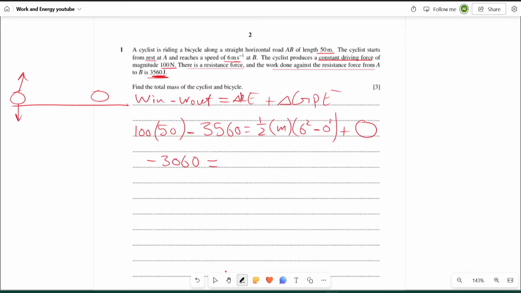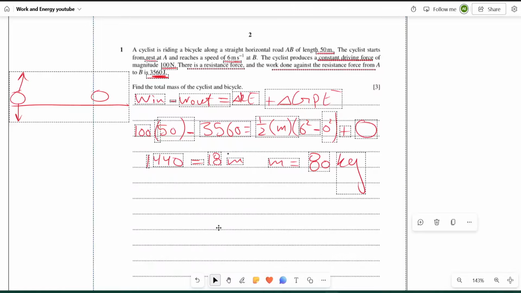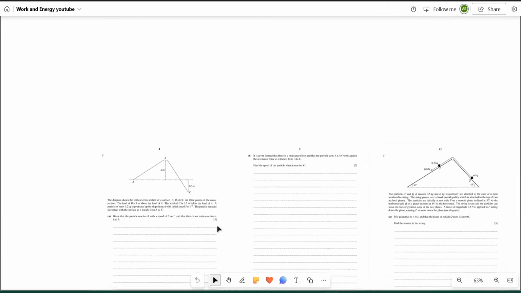100 times 50 is 5,000. So 100 times 50 minus 3560, that is 1,440 equals 18m. So dividing both sides by 18, 1440 divided by 18 is basically 80, and never forget the units, so it's 80 kilograms. Okay, now we're going good. Let's do the next question.